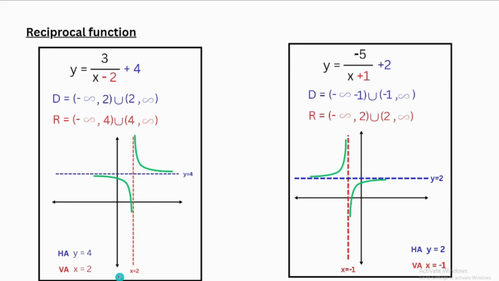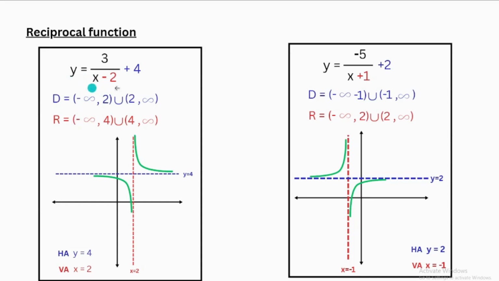We can take all the y values except for the boundary y equals 4. So we will say that the range equals from minus infinity to 4, union 4 to infinity, and we can express it in a different way. We can say all the real numbers except for 4.